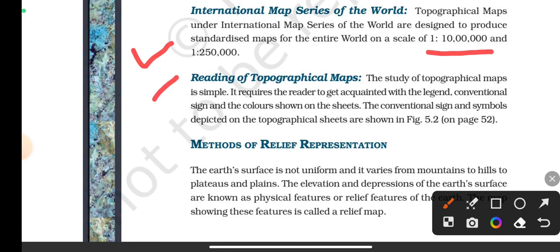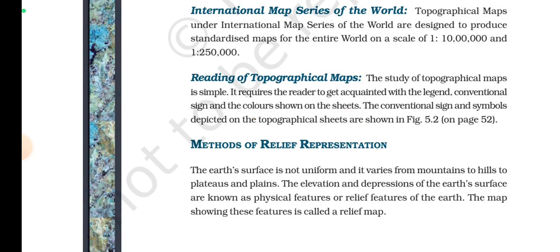Now reading of topographical maps. The study of topographical maps is simple. It requires the reader to get acquainted with the legend, conventional signs and the colors shown on the sheets. So everything is given there, you only have to pick it up from there and read it together, like map reading. The conventional signs and symbols depicted on topographical sheets are shown in figure 5.2. Okay, this is not needed now.